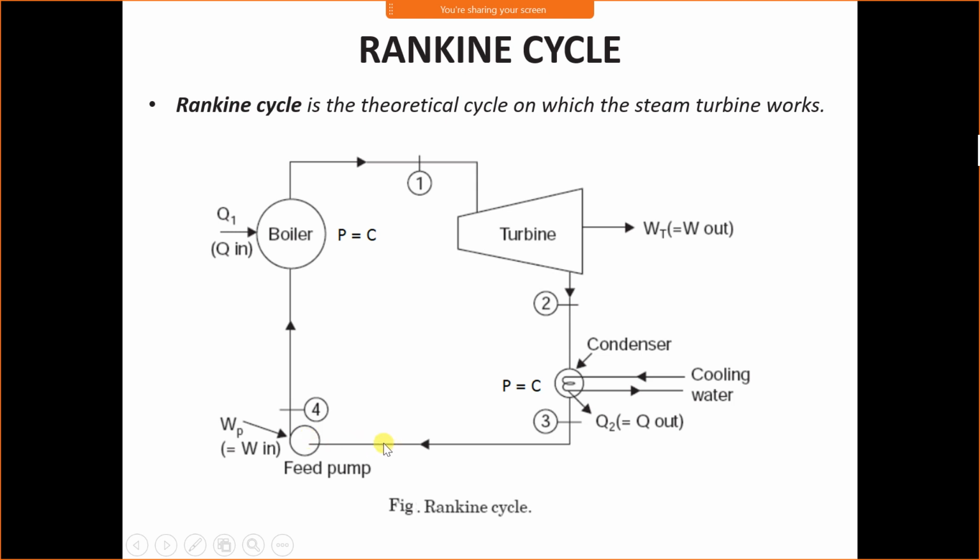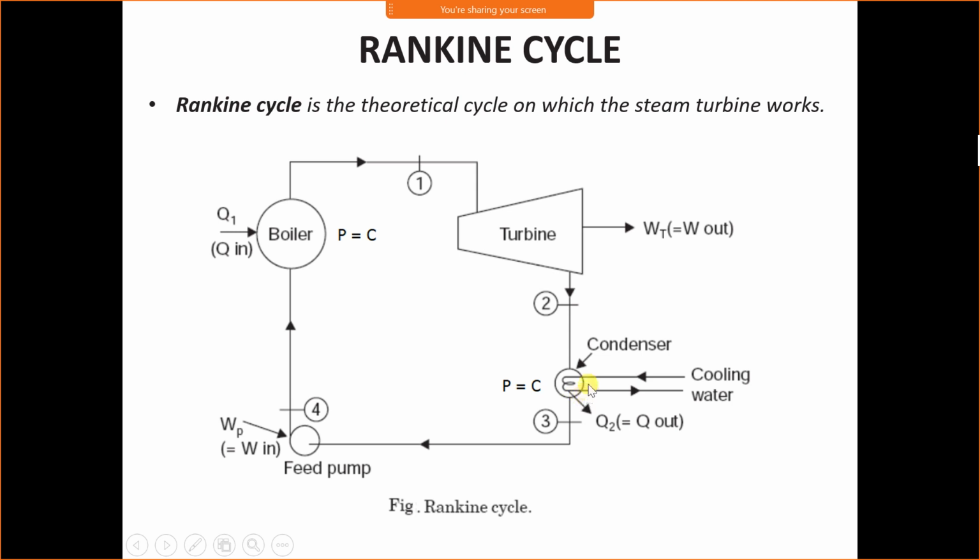The water transforms from saturated water to subcooled water. Then subcooled water enters the boiler. In the boiler, heat is supplied with the help of a furnace. Therefore, heat supplied to the boiler is Q1.